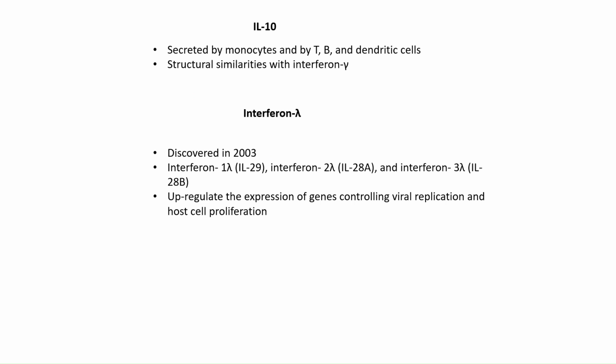Now under this interferon family, we have interleukin 10, also secreted by monocytes and by T, B and dendritic cells. Structurally, they are similar to interferon gamma. Then interferon lambda, discovered in 2003. Interferon lambda 1 is also known as interleukin 29, lambda 2 as interleukin 28A, and lambda 3 as interleukin 28B. This helps in the upregulation of expression of genes that control viral replication and host cell proliferation.